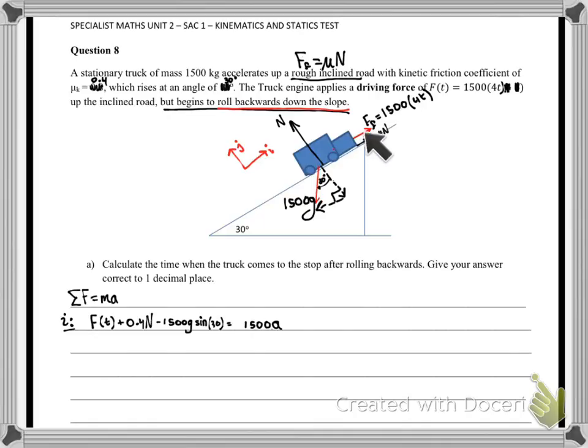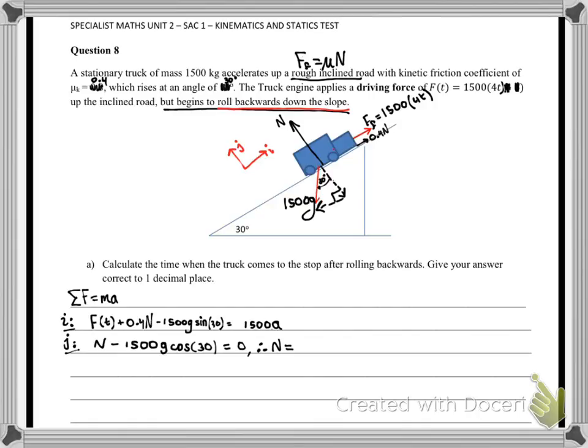We've got the driving force going up, so positive driving force, plus the friction force, 0.4 times the normal reaction force. And then we're going to subtract the horizontal component of the weight force due to gravity, coming down this way. That's this one. This is the opposite side of the right angle triangle, so it's the sine of the angle component. So 1,500 g times sine of 30 degrees equals mass times acceleration.